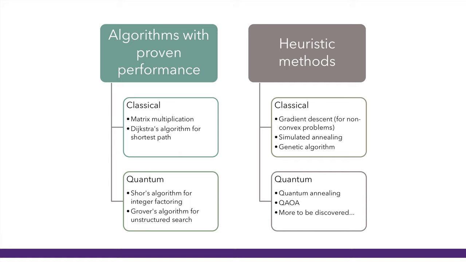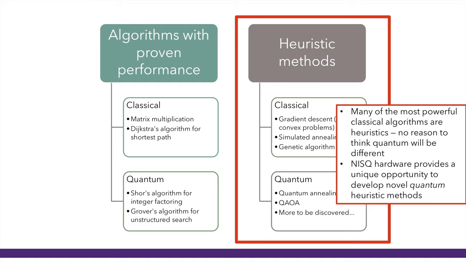But some of the most powerful classical methods that are at the bleeding edge are heuristics. For example, gradient descent for non-convex problems, which is how most of machine learning works, right? It's a heuristic if it's a non-convex problem, or simulated annealing or a genetic algorithm. And similarly, the algorithm that we're going to talk about today, quantum approximate optimization algorithm, is a heuristic. And many of the most powerful, state-of-the-art classical algorithms are heuristics, algorithms that are used every day. And we have no reason to think that quantum will be any different.